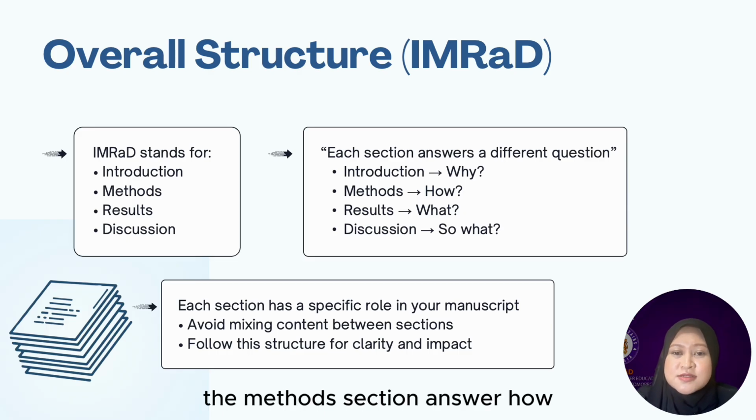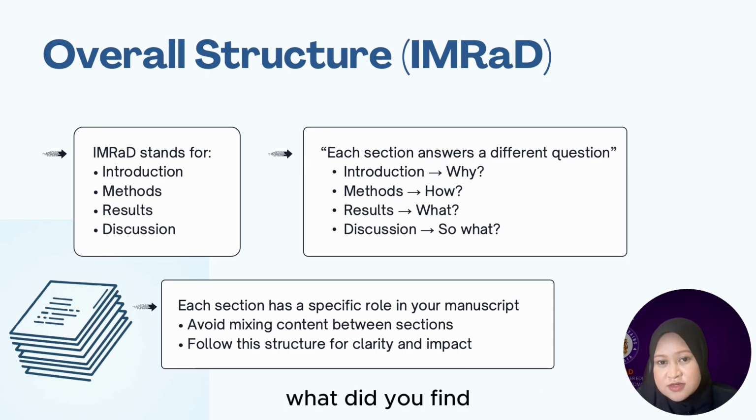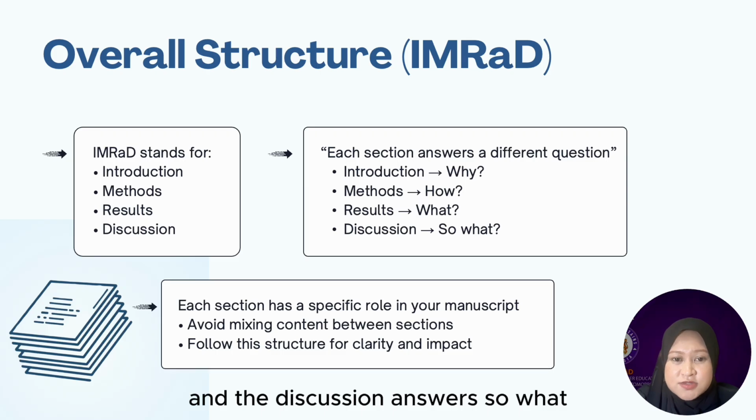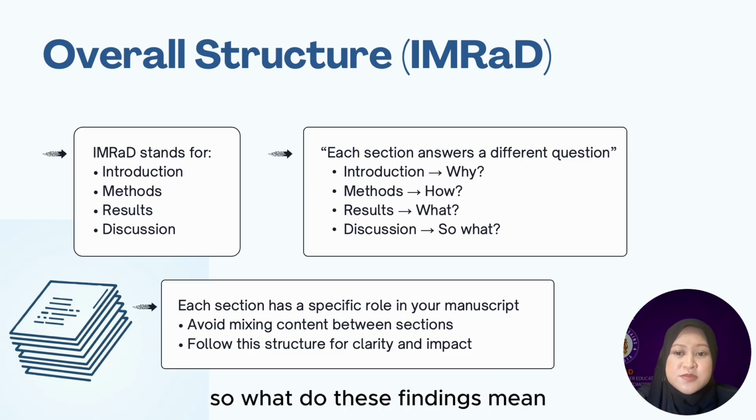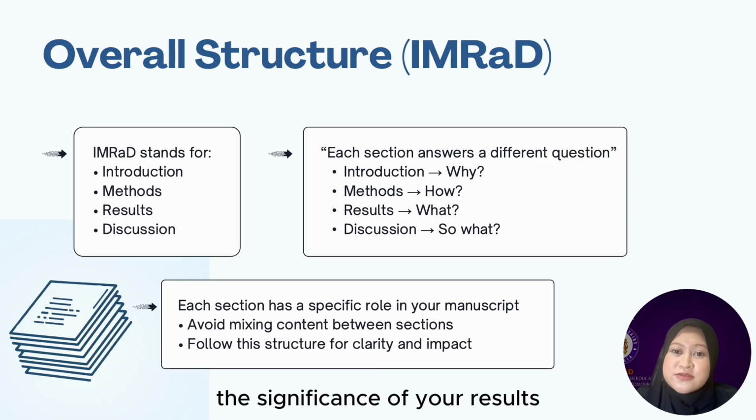The methods section answers how. How was your study conducted? The results section answers what. What did you find? And the discussion answers so what. So what do these findings mean? This is where you interpret your results and explain the significance of your results.